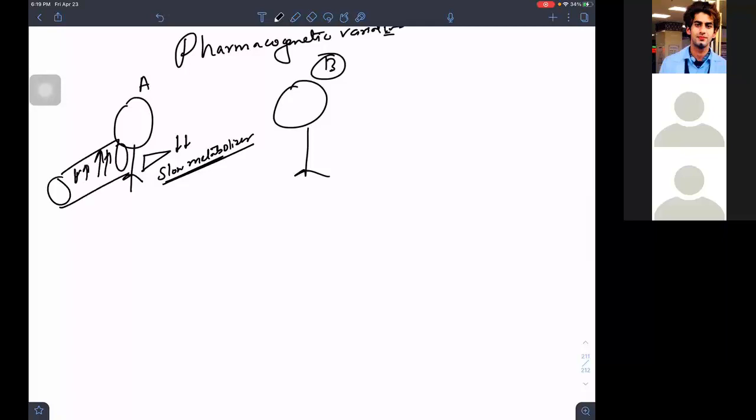But in case of B, this person has a fast acetylation or fast metabolization. He's a fast metabolizer. That means he will rapidly take drug, rapidly produce product, rapidly take drug, rapidly produce product, isn't it, guys? So this is a fast metabolizer. This person will have a decrease in the drug effect because he will have decreased drug in the circulation. We have to give him multiple doses, high doses, so that the drug remains more in the circulation for a longer period of time.